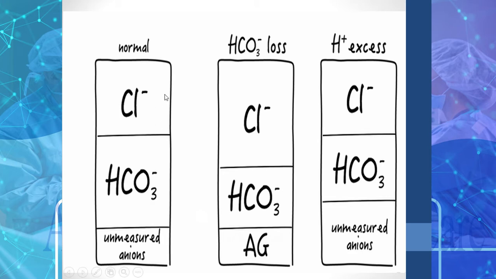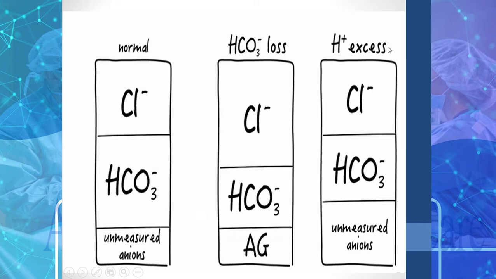Okay, this is the concept of the anion gap. Here this is the normal situation, where we have chloride, HCO3 and unmeasured anion. In this situation there is loss of HCO3, and this takes time, so the body has enough time to increase the reabsorption of chloride from the kidney, from the urine. This is the situation of HCO3 loss.